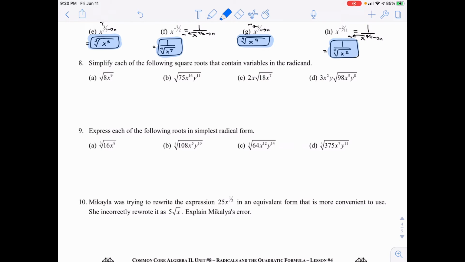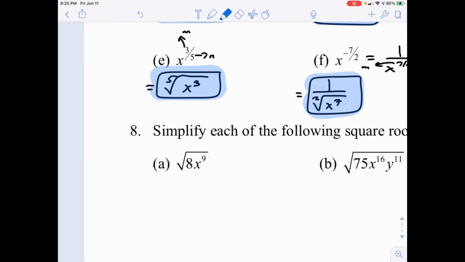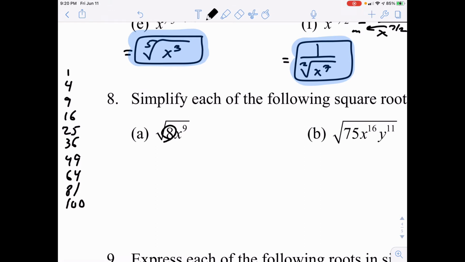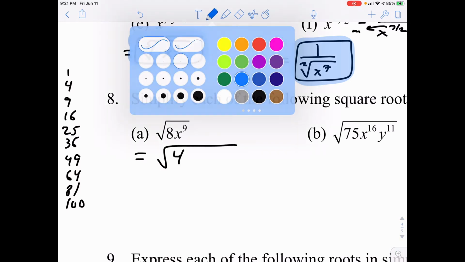In part 8, we're going to simplify each of the following square roots that contains variables in the radicand. Well, to do that, it'd be helpful to have your list of perfect squares. So, what are they? 1, 4, 9, 16, 25, 36, 49, 64, 81, and 100. Well, the largest perfect square that goes into 8 would be 4. So I'm going to break this up into, in black on the left-hand side, what I can take the square root of, and in blue on the right-hand side, what I cannot. So 8 is going to get broken down into 4 times 2.